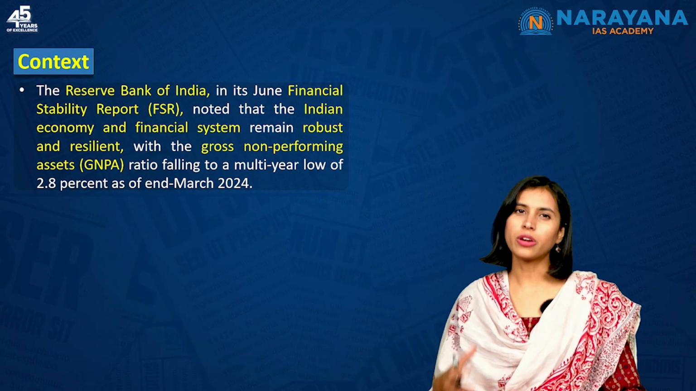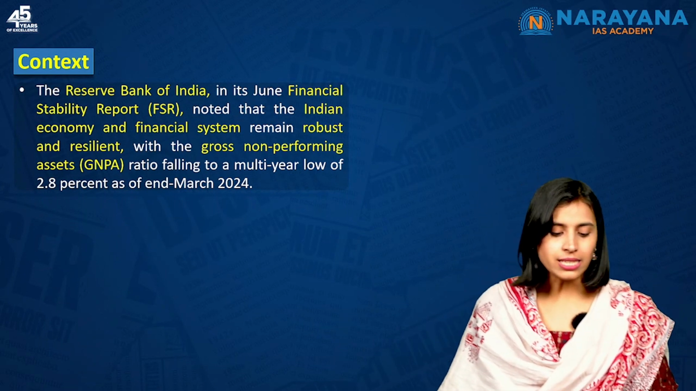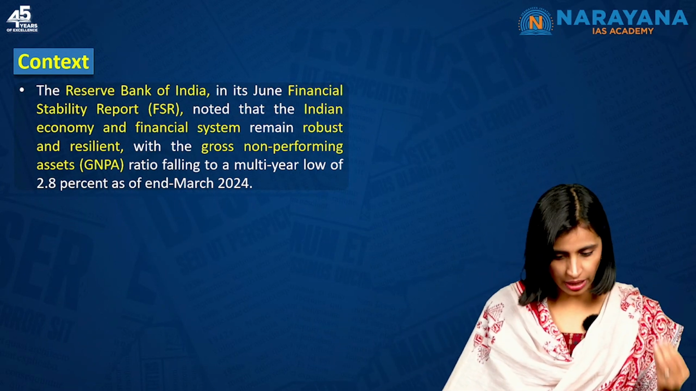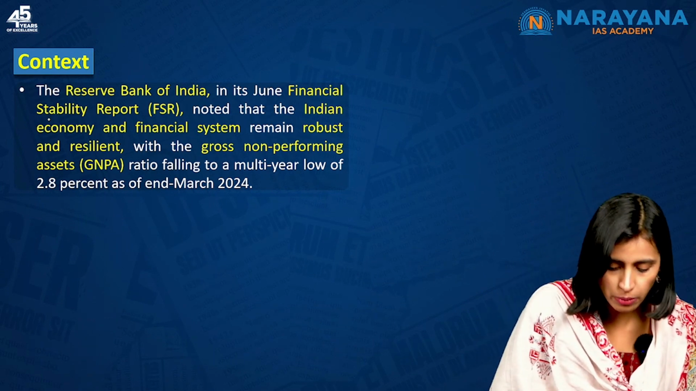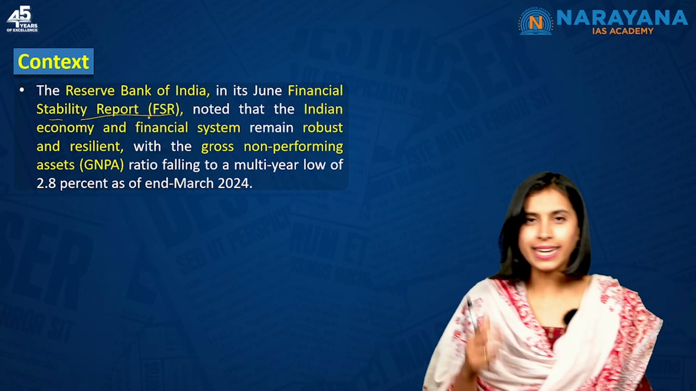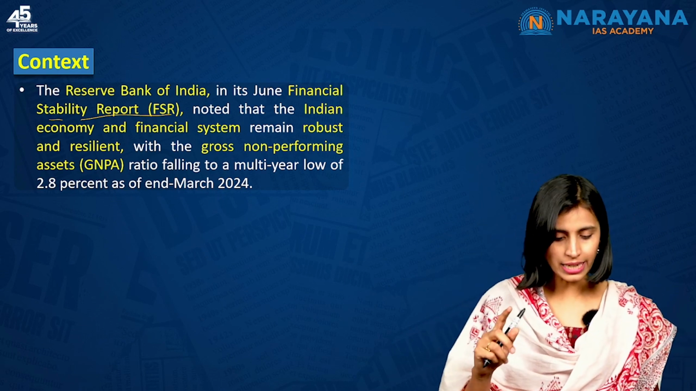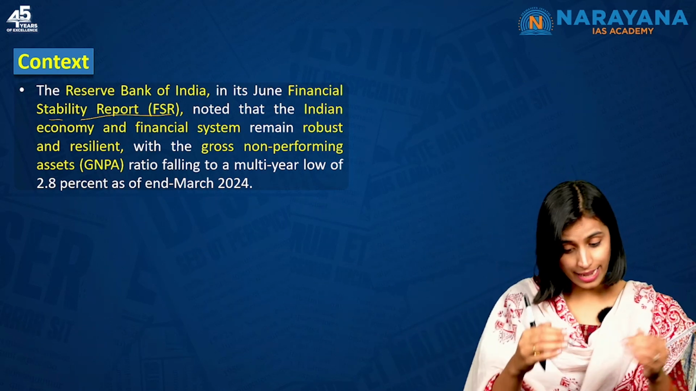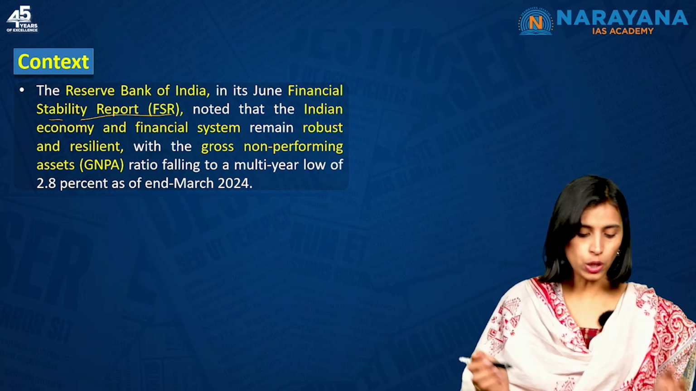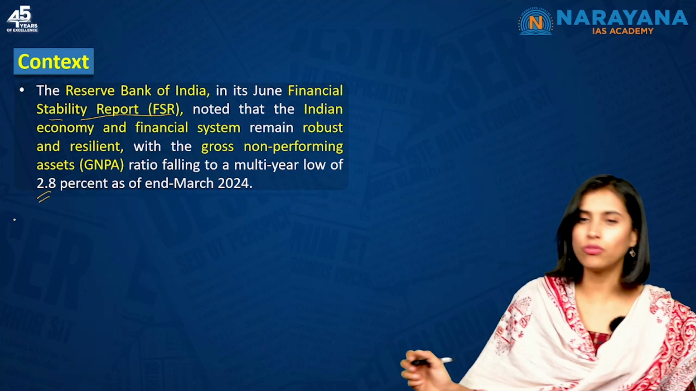Now, why are we talking about this particular report? This is in light of the RBI releasing its June Financial Stability Report, noting that India's economy and financial system has remained robust and resilient, with the gross non-performing asset ratio coming down to a multi-year low of 2.8% by the end of March 2024.